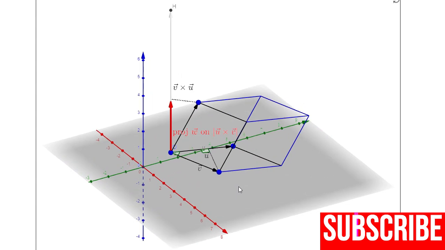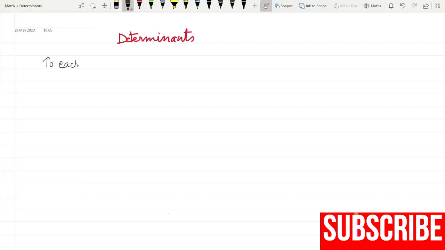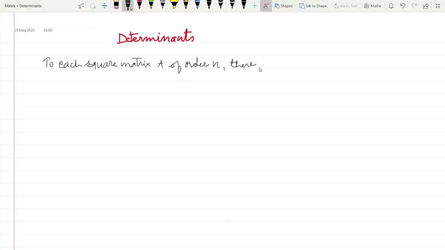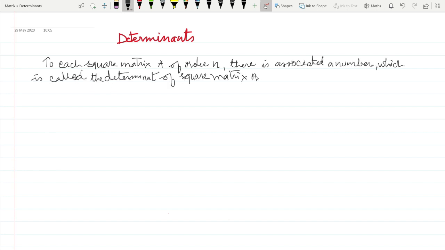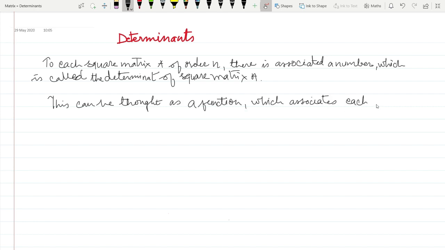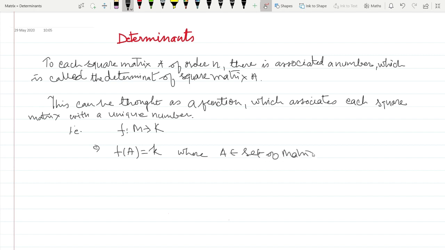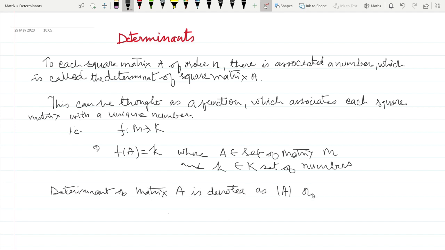So let's start. To each square matrix A of order n, there is associated a number which is called the determinant of the square matrix A. This can be thought of as a function which associates each square matrix with a unique number. That is, f is a function from M to K. Symbolically, f(A) is equal to k, where M is a set of matrices and K is a set of numbers. Determinant of matrix A is denoted as.